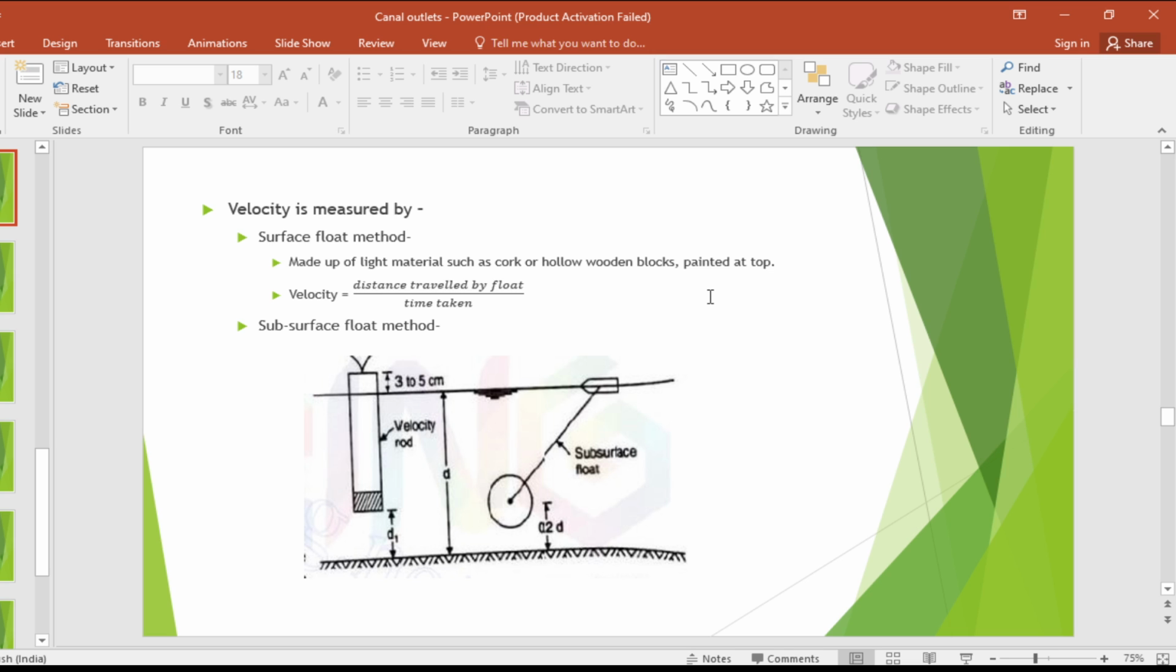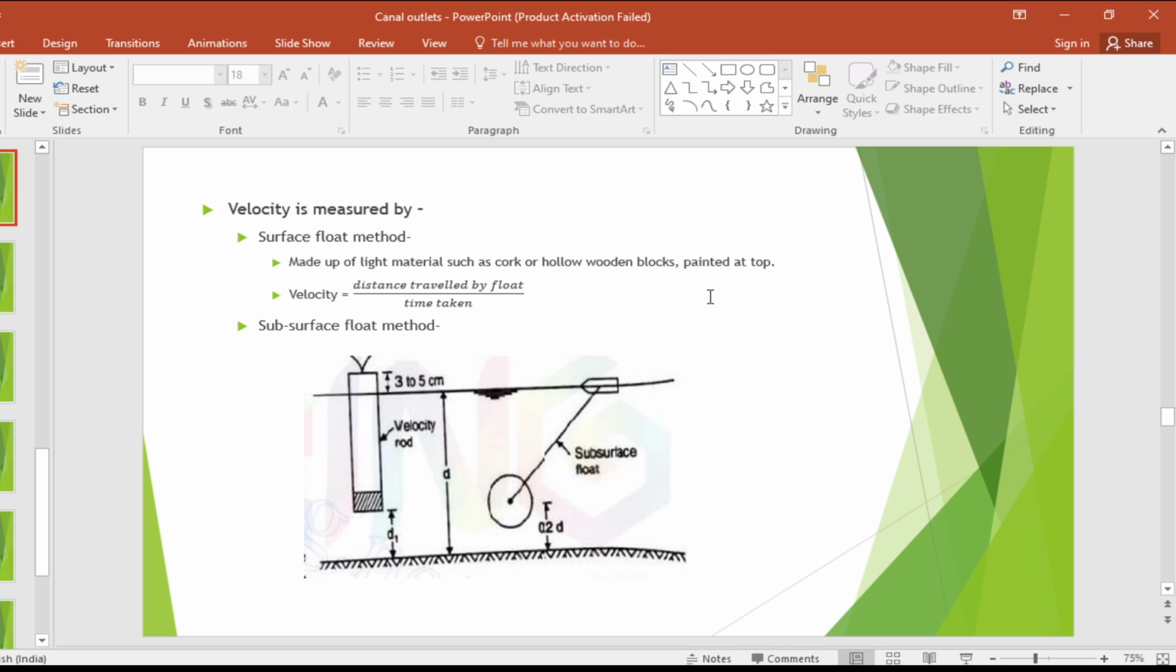The floats that we drop will acquire uniform velocity by the time they enter the test reach. The time of travel over the test reach of only those floats which follow their correct path is recorded. Only the floats that follow the correct path, the time of travel of those floats we have to record.